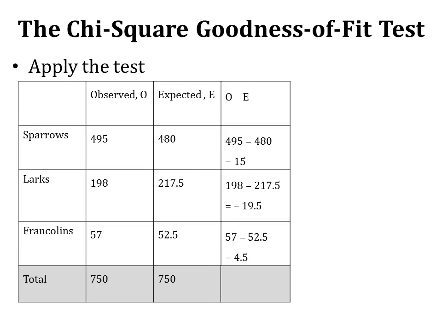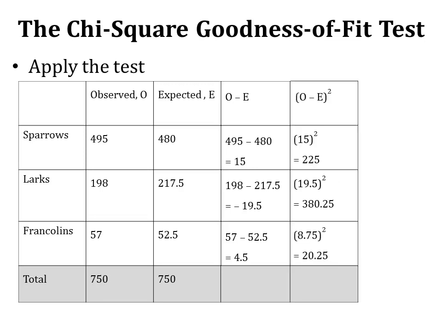Then the difference between the observed and expected frequencies is 15 for sparrows, 19.5 for the larks, and 4.5 for francolins. Again, you have to ignore the minus value because we are going to take the square of this difference in the next column. So 15 square, which is the square of the difference between observed and expected frequencies of sparrows, 19.5 square, which is the square of the difference between the observed and expected frequency of larks, and 8.75 square, which is the square of the difference between the observed and expected frequency of francolins.